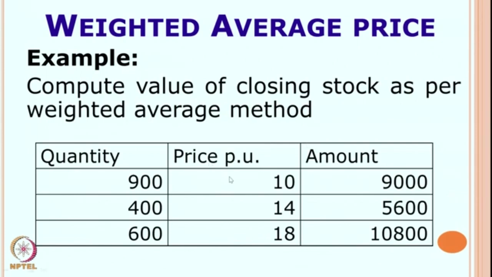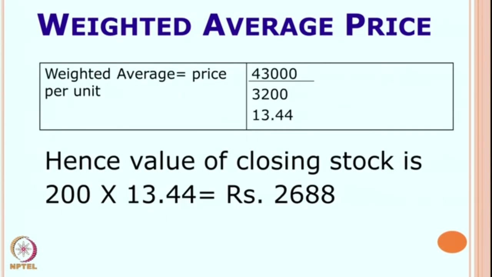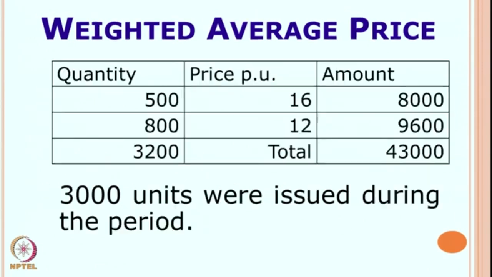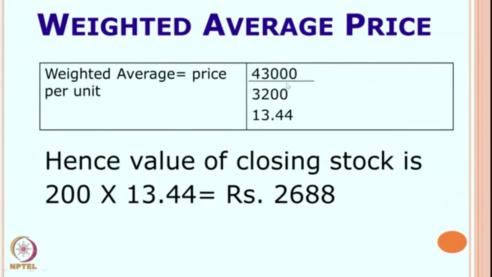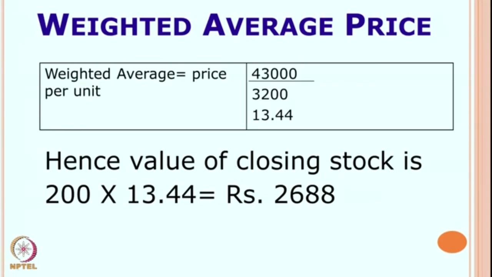You can just have a look at the example, we know the quantity, price and the amount, and we are given that 3200 units are issued in the period. So, since total quantity is 3200, the total cost is 43, we can calculate 43 upon 32. So, 13.44 is the weighted average price and the stock is 200. So, 200 into 13.44, you get 2688 as the weighted average value. I hope you got it.